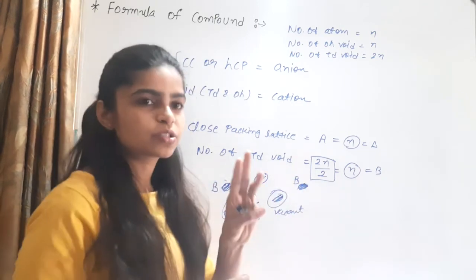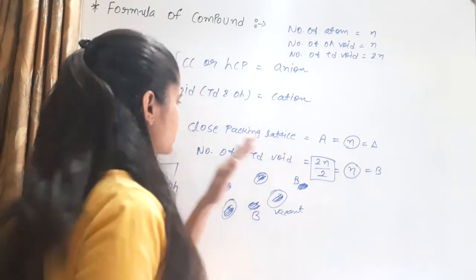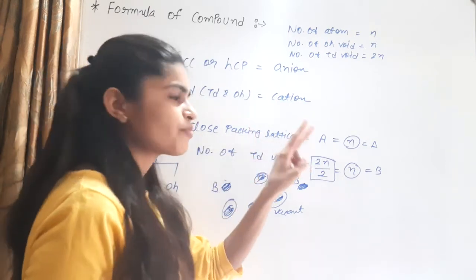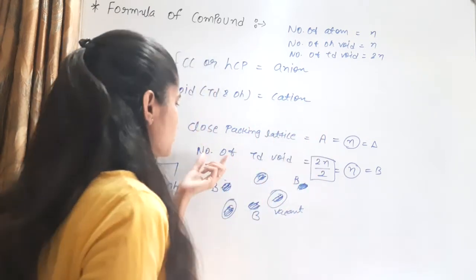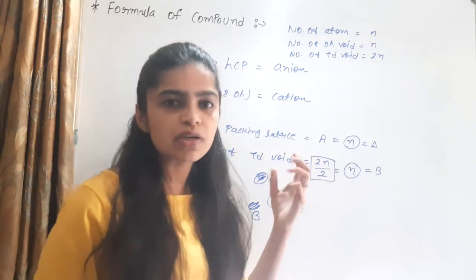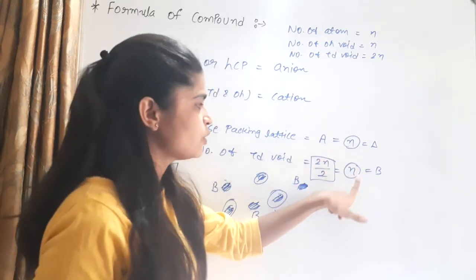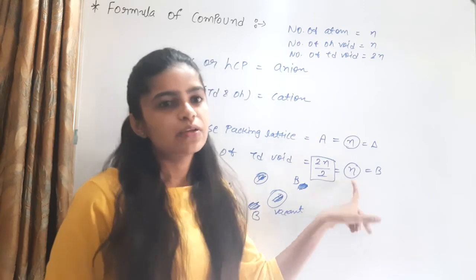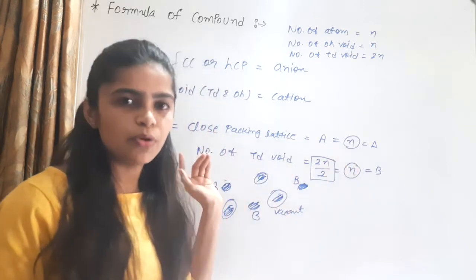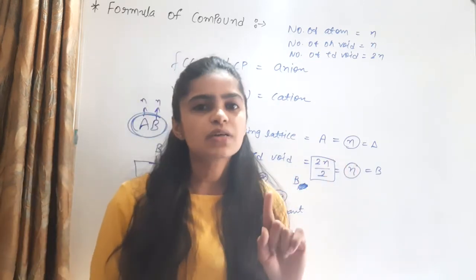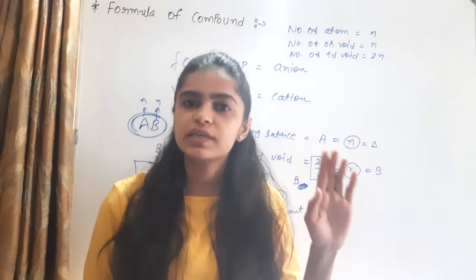Alternative tetrahedral voids means 3. For example, in a close packing lattice, the number of atoms is equal to 3 and the number of tetrahedral voids is equal to 3. So the n value and n value are the same, so this is considered the AB formula. In the first case, we discussed that the number of octahedral voids is equal to n.